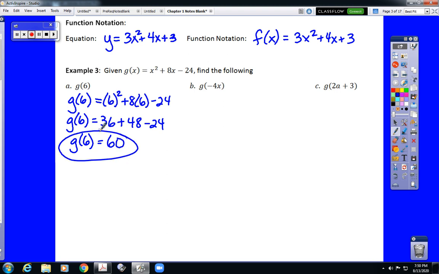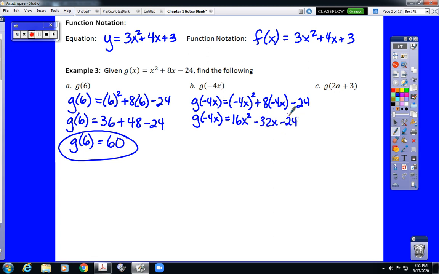Done. On the second one, we can plug in expressions. They don't have to be values. So there what we're doing is we're plugging negative 4x in for x, which would be negative 4x quantity squared plus 8 times negative 4x minus 24. And then we simplify. So g of negative 4x equals 16x squared minus 32x minus 24. With no additional like terms, that is as good as that's going to get.